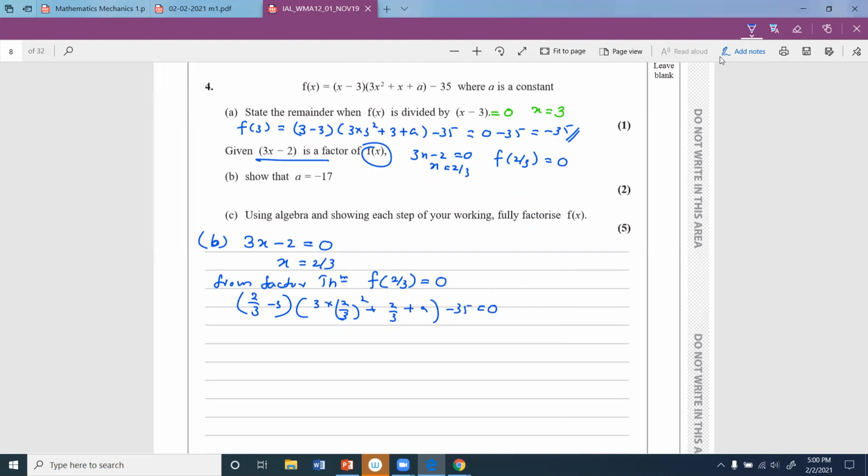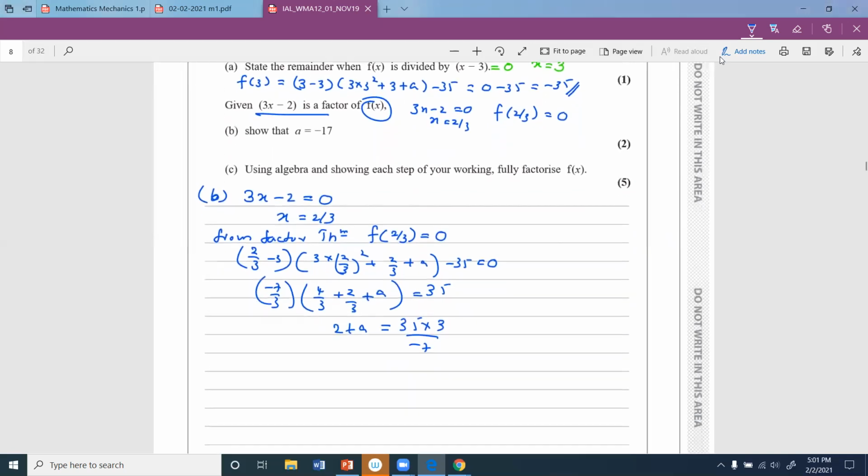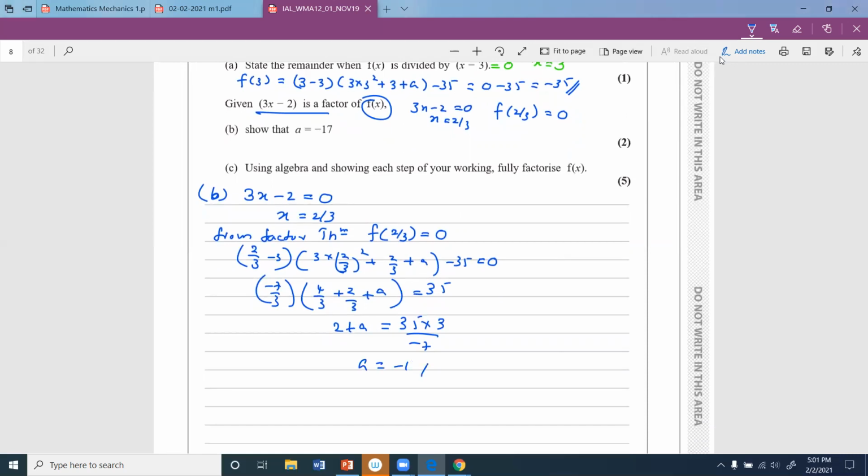Then if you simplify this, 2 over 3 minus 3, this is minus 9, it's minus 7 over 3. This part you can say 4 over 3 plus 2 over 3 plus a equals, I'll bring this minus 35 to the other side as plus 35. If you add these, 6 over 3 is 2, plus a equals 35. I'll bring this term to this side, into 3 divided by minus 7. So a equals minus 17. So simply you can get this answer, right?